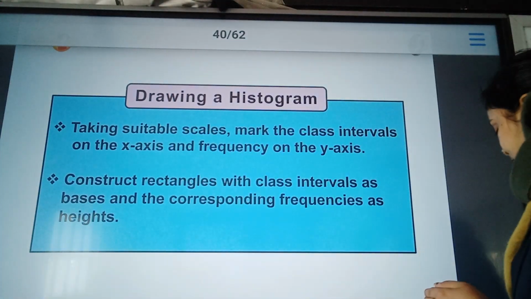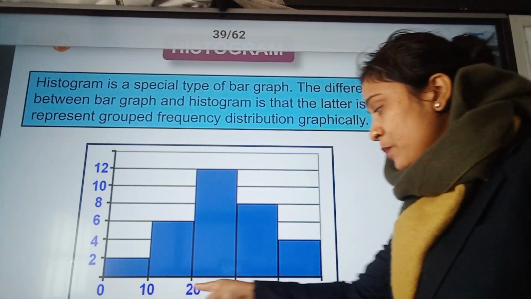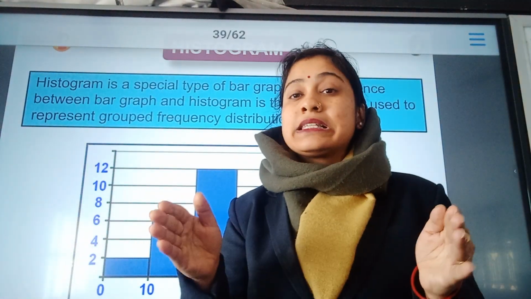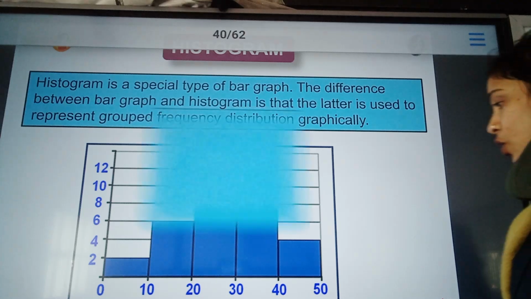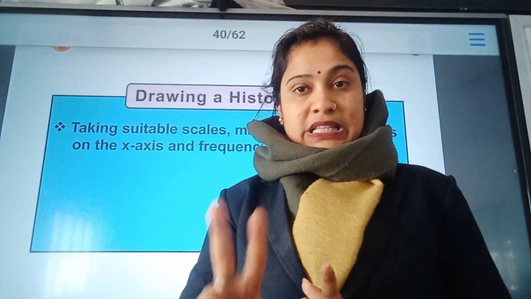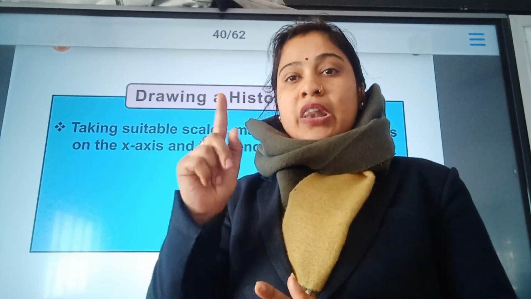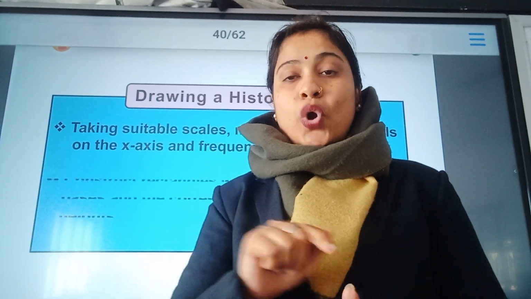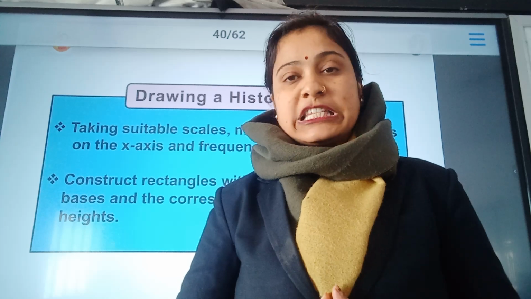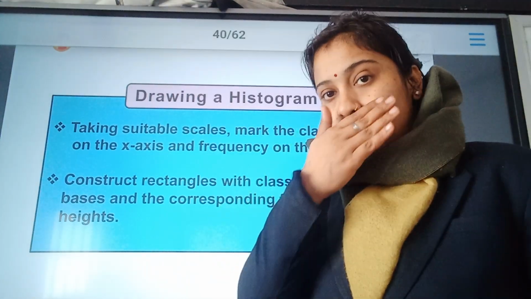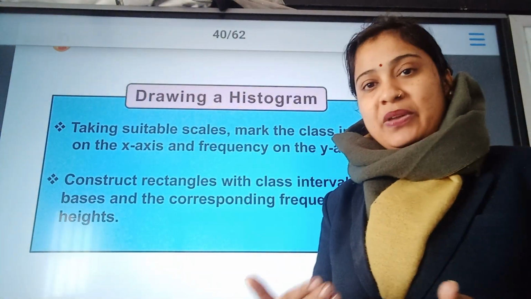Let me show you the graph. Can you see along the x-axis we have 0 to 10, then 10 to 20, then 20 to 30? This range is known as the class interval. The class interval is always plotted along the x-axis and the corresponding frequency along the y-axis. Whenever we draw a histogram, the scale lines, vertical lines, should be perpendicular to each other. The horizontal scale should have the class interval, and the vertical scale should have the frequency, the number of happenings.